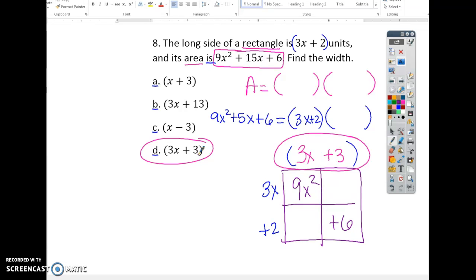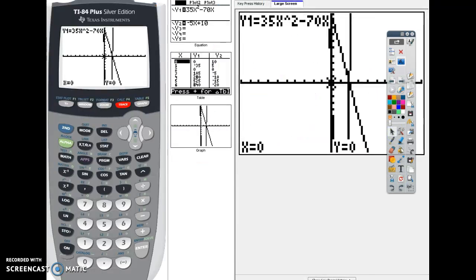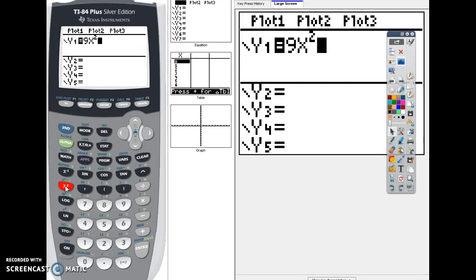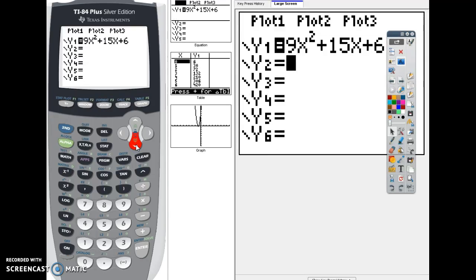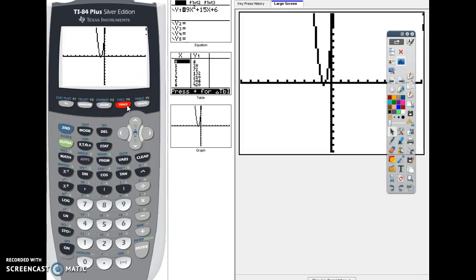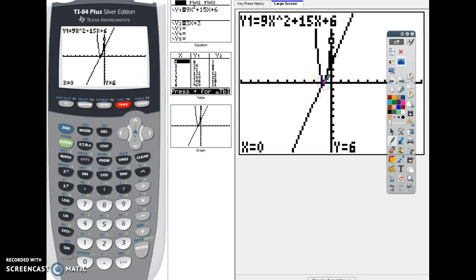So let's go put it in the calculator. Nine x squared plus 15x plus 6. The answer was 3x plus 3. Trace. It has to go through the solution. Right there. It goes through the solution, so that's the answer.